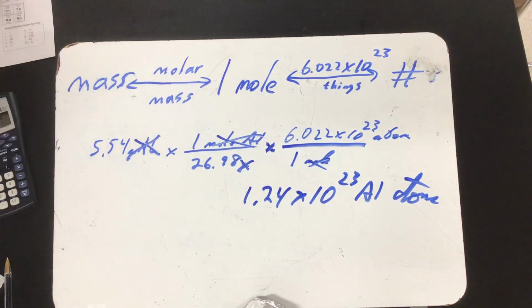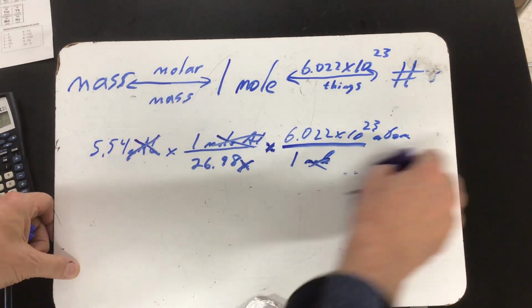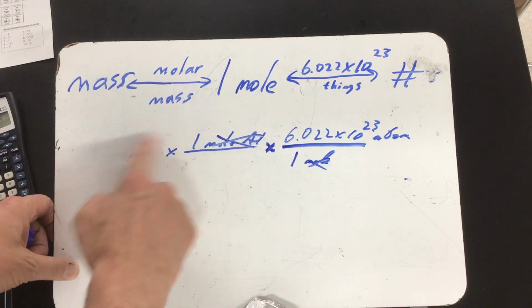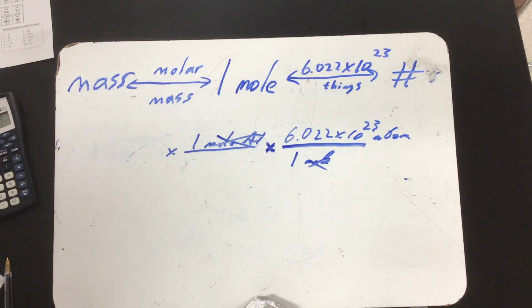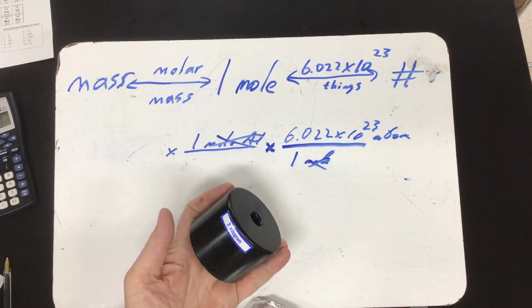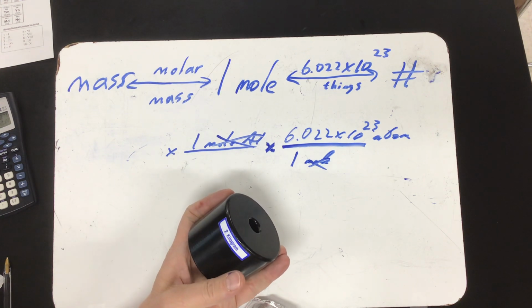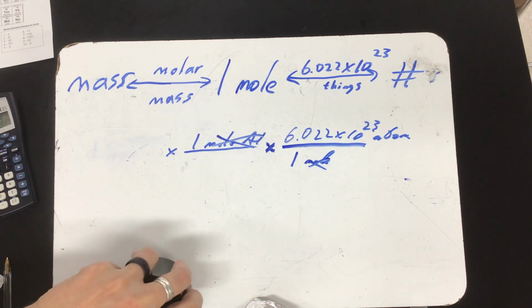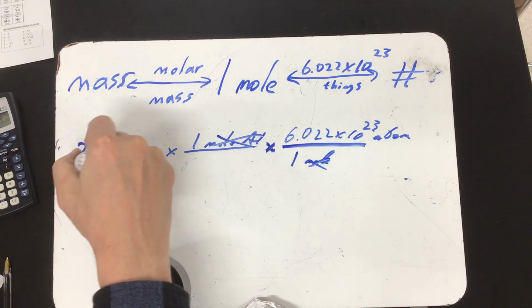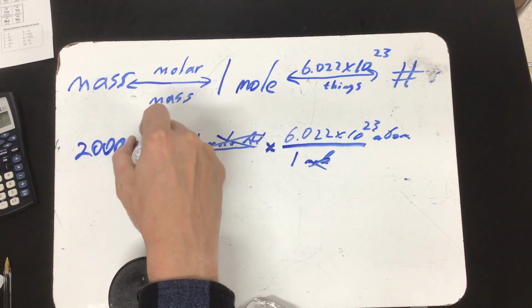All right, so let's do another example here. I have a 2 kilogram chunk of steel or iron. So it's 2 kilograms, which is 2,000 grams of steel. I don't even have to put it on the scale. I have 2,000 grams of iron.